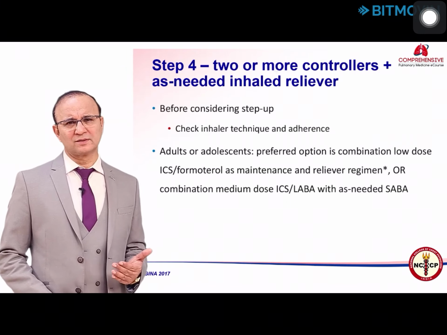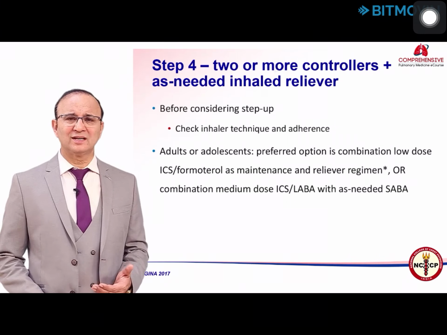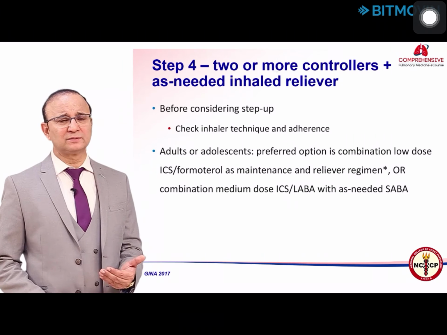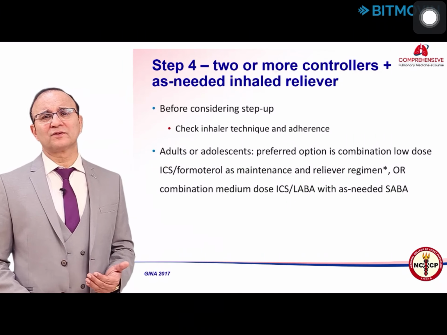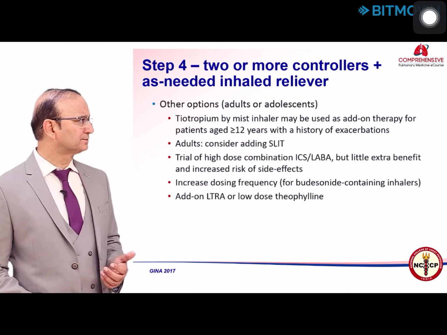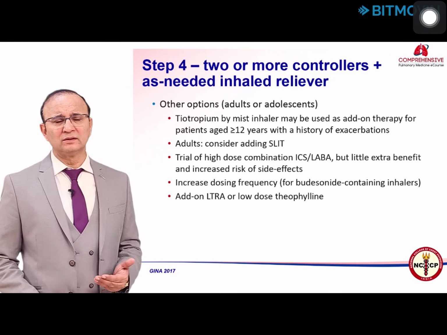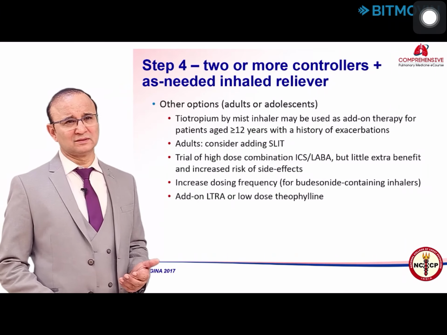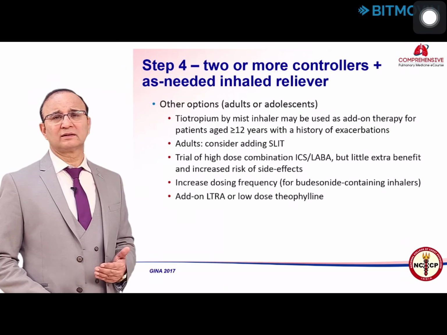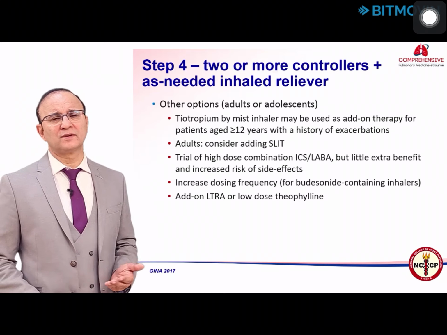And the preferred options in this step 4 in the new guidelines, they have given, is the combination of low dose inhaled steroids and the long acting beta-2 agonist as a maintenance and reliever, or you can increase the dose of inhaled steroids and LABA combination and as needed short-acting beta-2 agonist. The other option again is that you can add, as an add-on therapy in these patients who are not better with a medium dose of inhaled steroid and LABA combination, tiotropium to these patients as an add-on therapy, particularly a patient who has a history of exacerbations.